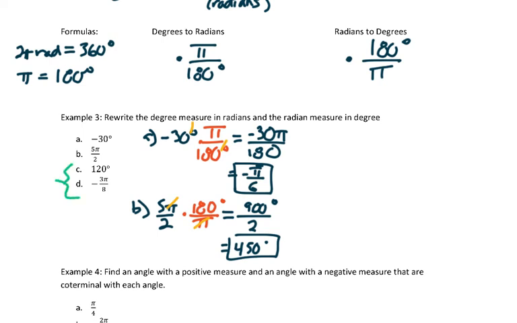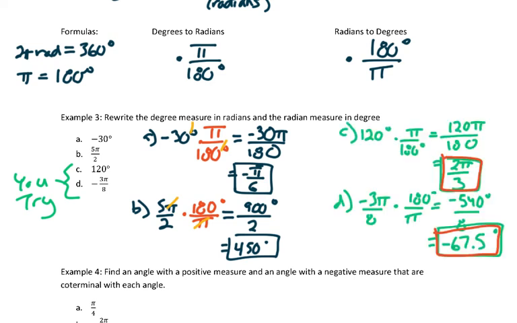Let's go ahead and pause the video, and you're going to try C and D. Go ahead and check your answer. For C, you should get 2 pi over 3. And for D, notice it doesn't reduce nicely, so we leave it as a fraction. Make sure you write it as a fraction.